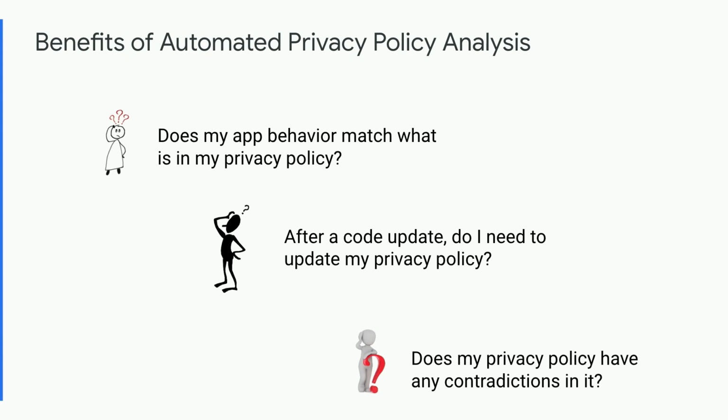If I update my code, do I need to update my policy? Usually the person who's adding some feature in the code, the software engineer, doesn't remember the details that are in the privacy policy. And so this can happen because of a disconnect of different people in an organization producing a product. And finally, does my privacy policy have contradictions in it? It's written by different people, or you're trying to be ambiguous on purpose. Those kinds of things can pop up. So there's a lot of stuff that's possible here.